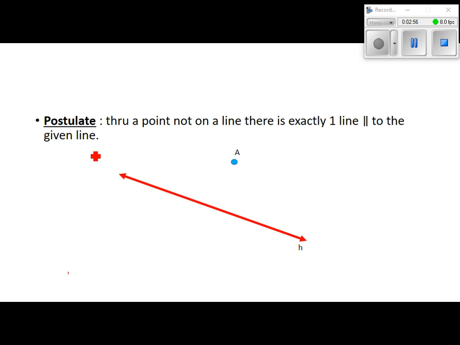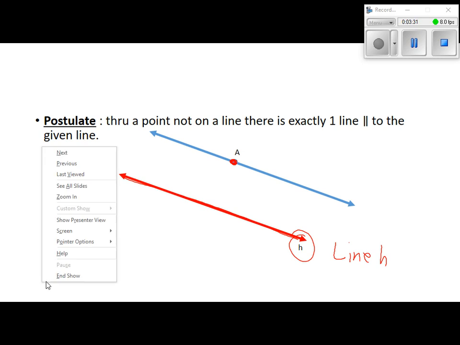The first postulate here, and we're going to cover several postulates. Through a point not on a line, there's exactly one line parallel to the given line. So if we have this line H, remember we could name this line H if you're using that lowercase letter and that letter is out there on the end instead of naming it with two letters. There's only one line in our world that would go through some point not on that line, so point A there, that is parallel to that line. And that would be that line right there. That's the only line in our world that's parallel to that line.